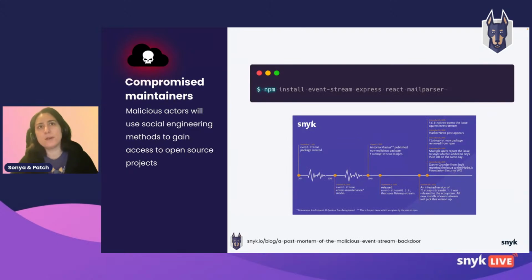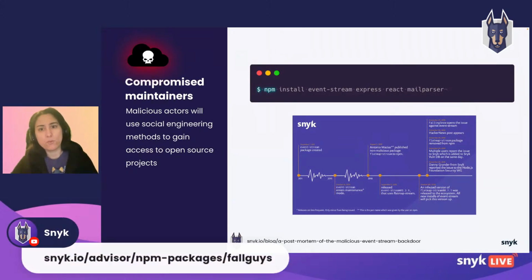One last example is compromising maintainers, where malicious actors will use social engineering methods to gain access to open source projects. Here we have an instance with the event-stream package where the malicious actor did social engineer the maintainer. And that one is interesting.